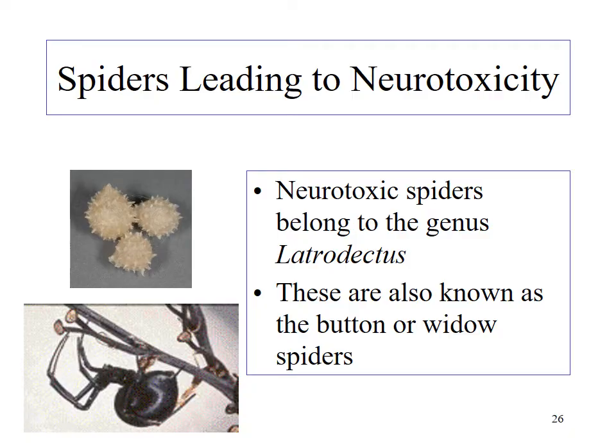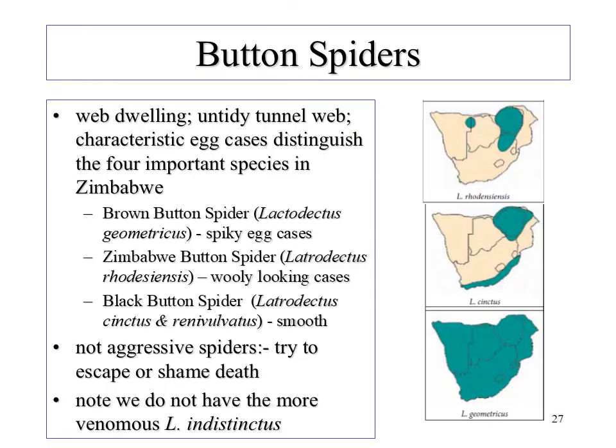The male is pretty small, and the fangs cannot actually penetrate human skin, but the females are slightly bigger. Actually, not slightly bigger, they're much bigger than the males. And the fangs can actually penetrate human skin, leading to neurotoxicity. So let's talk a little bit about this. So the button spiders are web-dwelling spiders, and remember what we said, they're web dwellers, and they bite you, and they cause medically significant signs and symptoms in Zimbabwe. Then we expect symptomatology to be towards the nervous system, they'll be neurotoxic.